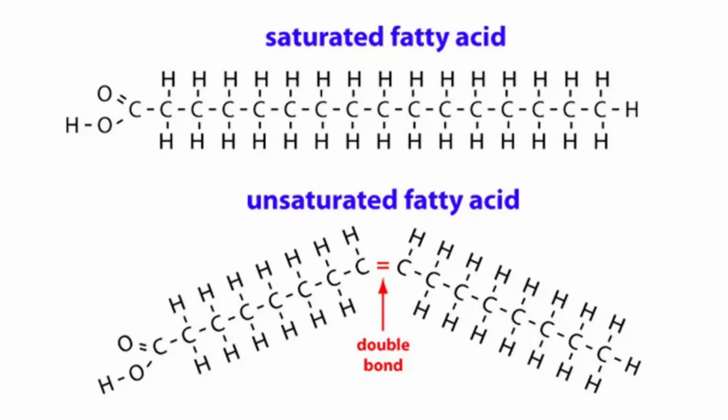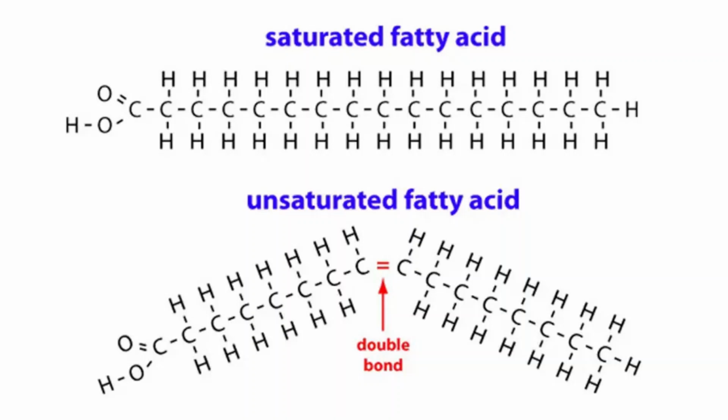Unsaturated fatty acids, on the other hand, have at least one double bond between the carbons. So in the saturated fatty acids, all of the bonds between the carbons were single bonds. But here between 2 of the carbons, you have a double bond. And this double bond prevents additional hydrogens from bonding to those 2 carbons.